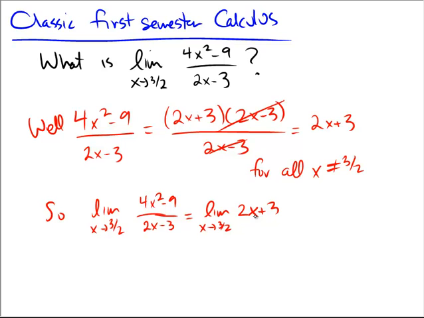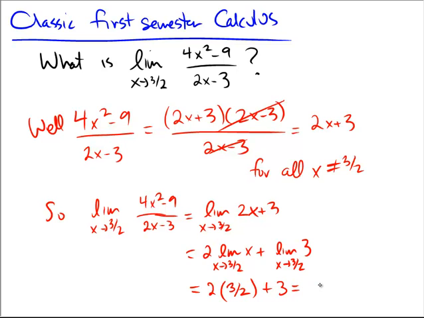Then all of those limit facts allow us to say that this is 2 times the limit as x approaches 3 halves of x plus the limit as x approaches 3 halves of 3. And actually, in this lecture, we proved that this would be 2 times the limit as x approaches 3 halves of x, which is just c in that proof. We did it for any constant, but here it's 3 halves. And this right here is literally a constant function. Sorry, this was the identity function. This one's the constant function. And that's just 3. So you get 3 plus 3, which is also known as 6.